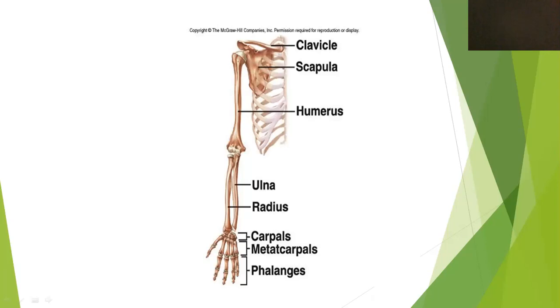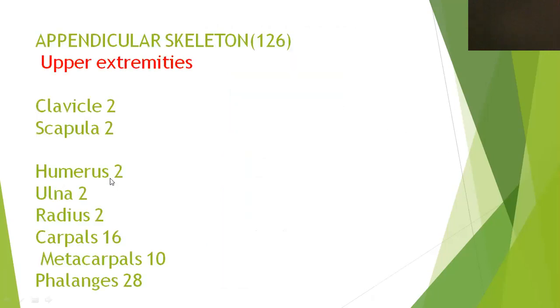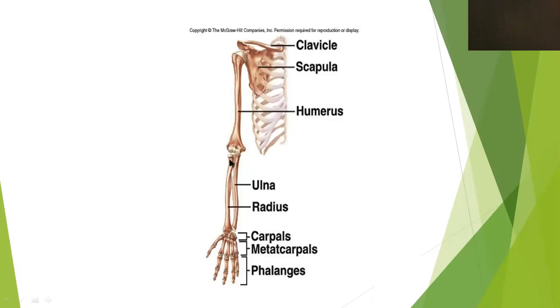Here we have the right humerus. Then on the opposite side the left humerus will also be there. So two humerus. Then radius, this lateral one, is the radius. And the ulna. These two bones form the skeleton of the forearm. See, here comes the forearm.